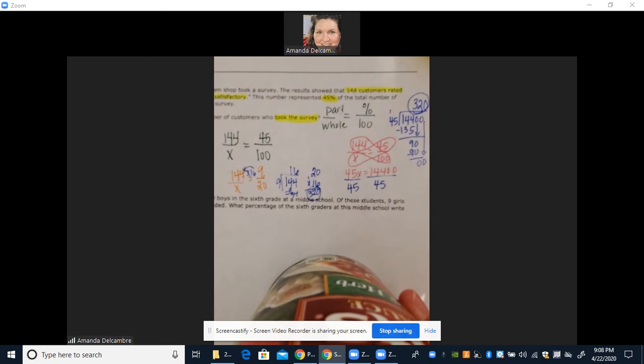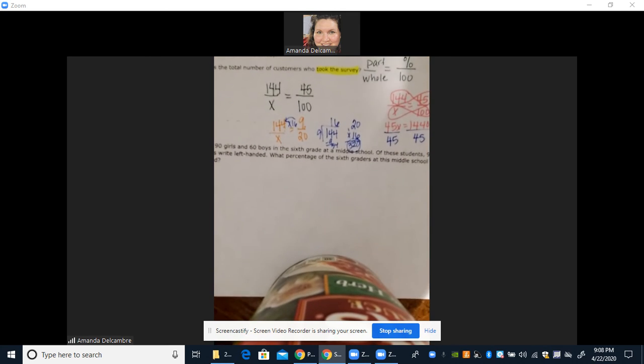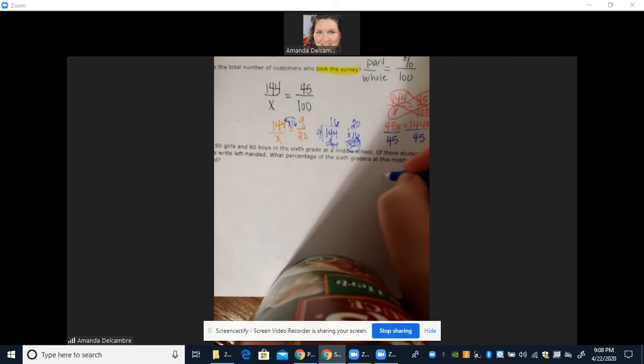Okay, number 32, last one that we have here. There are 90 girls and 60 boys in 6th grade at the middle school. Of these students, 9 girls and 3 boys write left-handed. What percentage of 6th graders at the middle school write left-handed? Okay, again, we're setting it up as our part over our whole and our percent over 100.